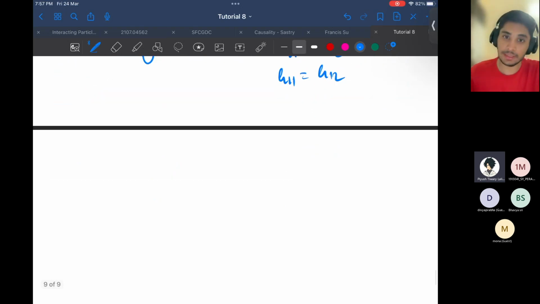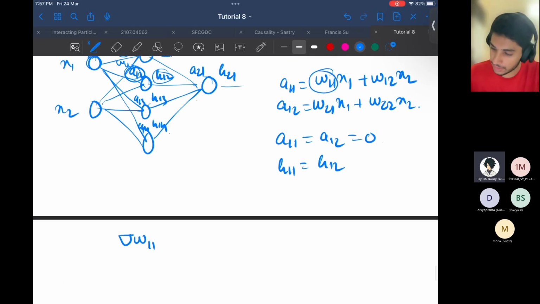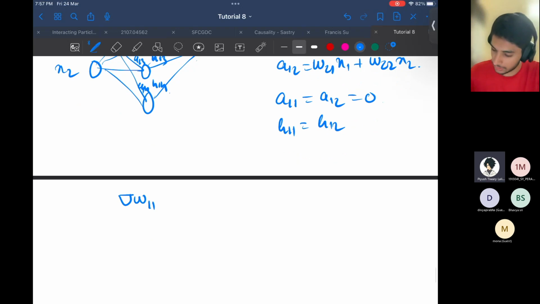Now let us see what is the gradient of w11. So this w11 that we saw here, what is the gradient for that?